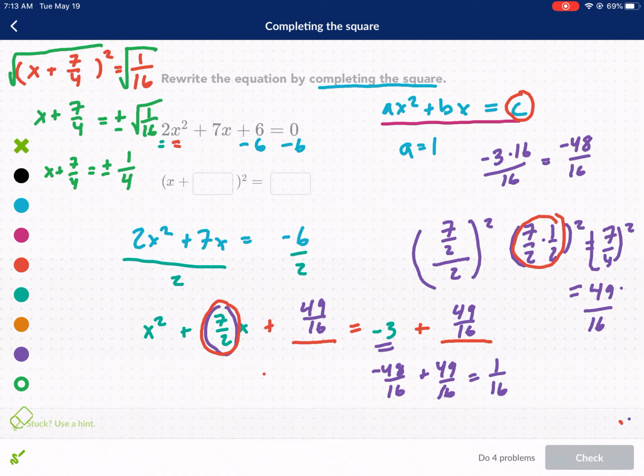So now we have two possible answers. Oh, it's not looking for that. It's just looking for this step right here. I just noticed that, so I was doing more work than we needed to. This is just asking for this step, as you can see here. It just wants the binomial squared and equal to 1 over 16.